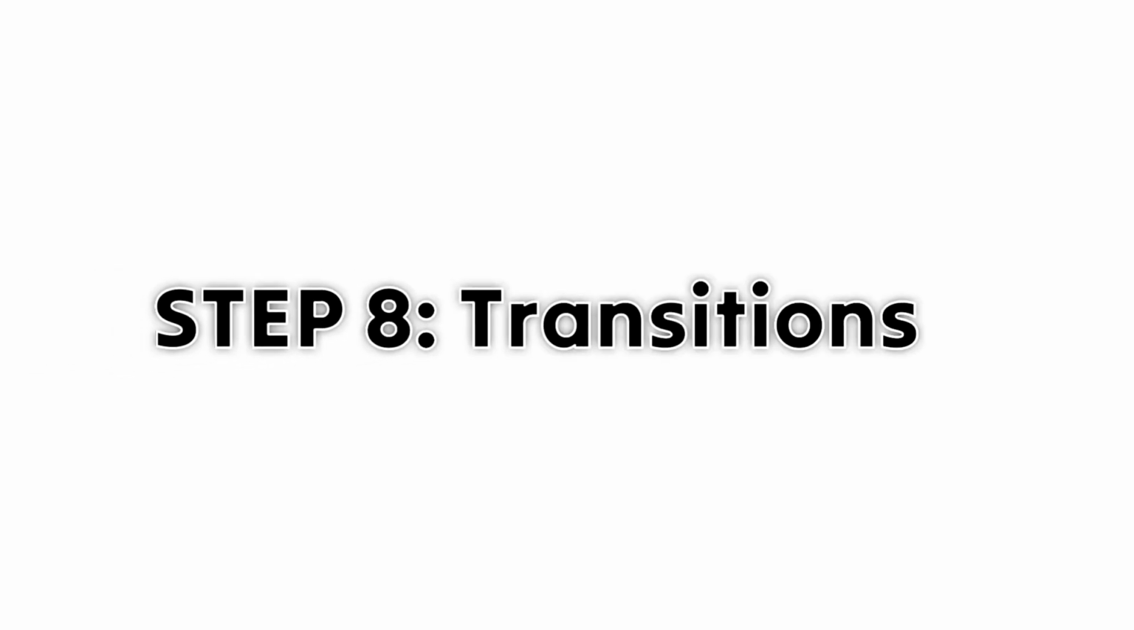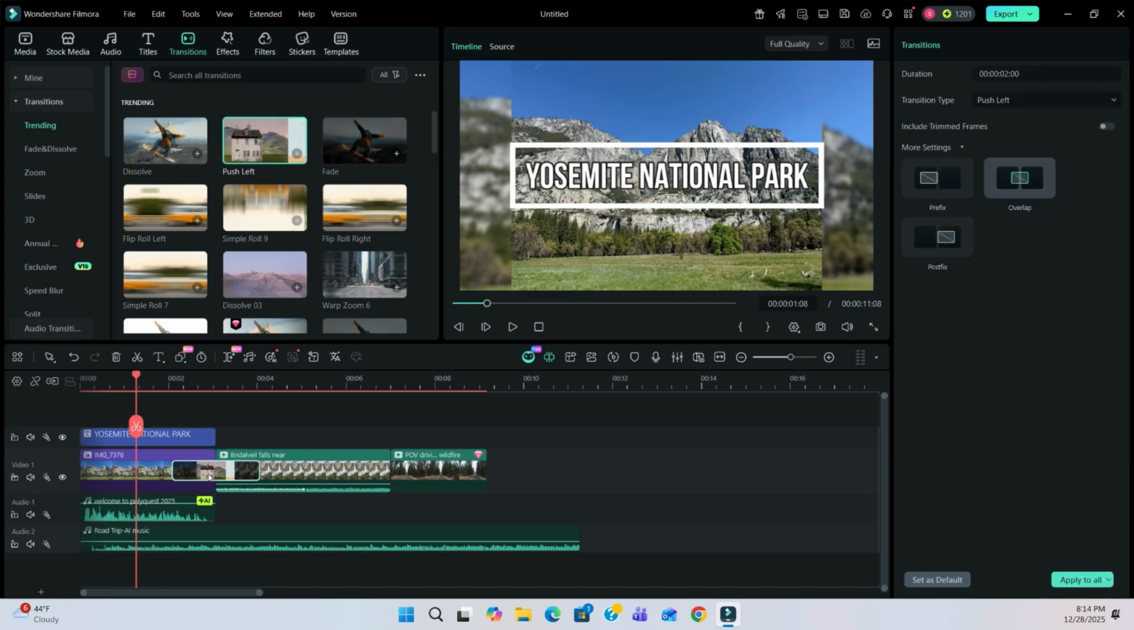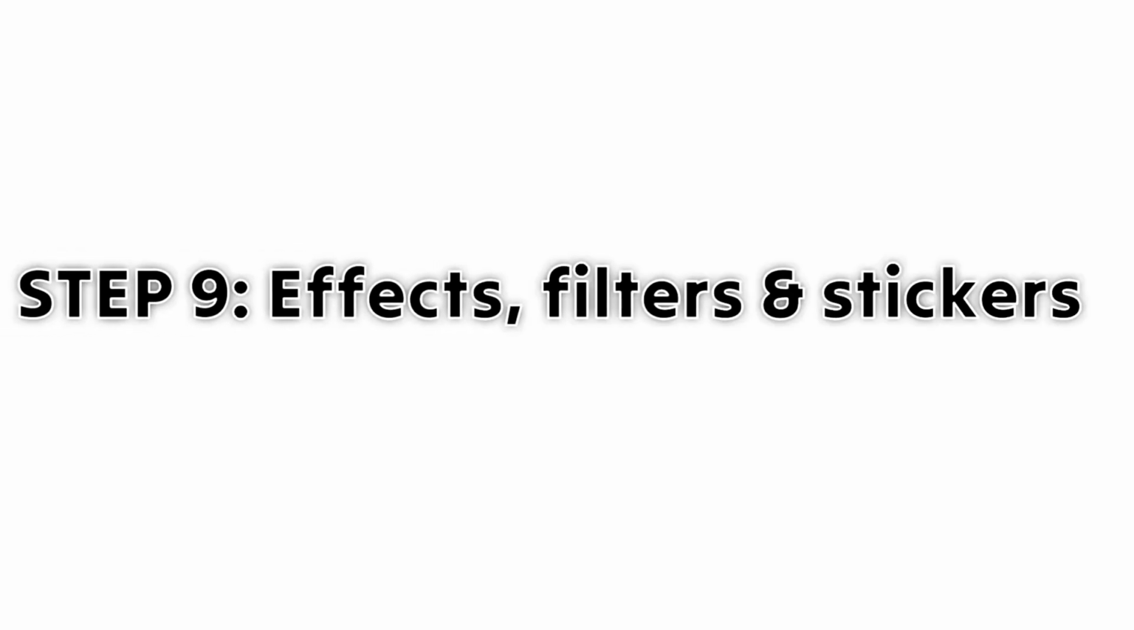Next, we look at transitions. Inside transitions, you find several visual transitions to drag and drop on any clip edge, or between two consecutive clips. You can move it or drag it and customize its properties as you would like. Now let's look at effects, filters, and stickers.